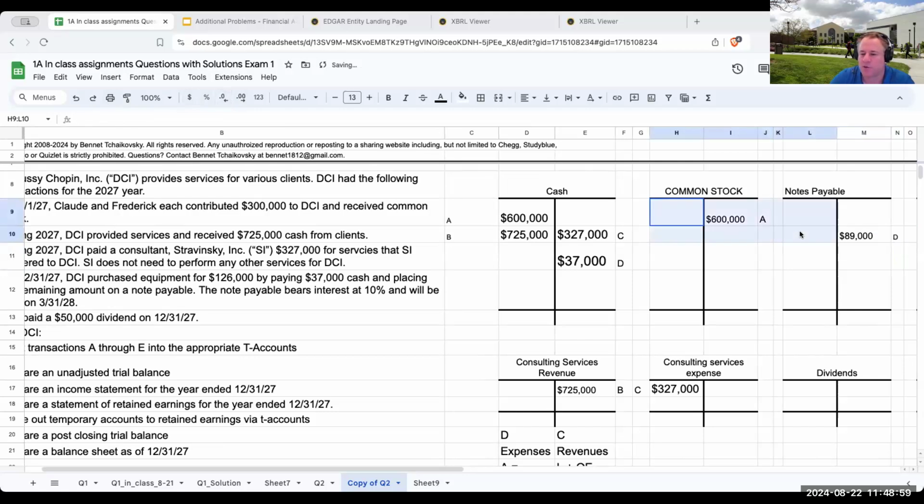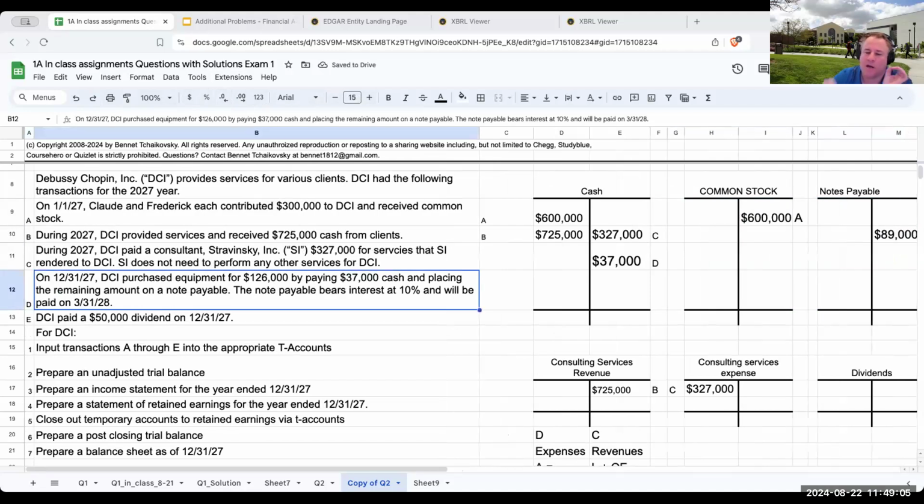So I'm good to go in terms of that particular transaction. Now, I'm going to say this over here. I use the specific date of December 31st, 2027. Why is that? Because I did not want to accrue interest.